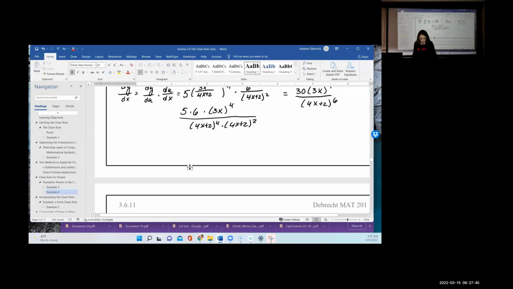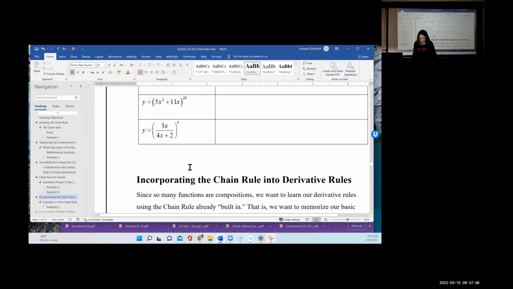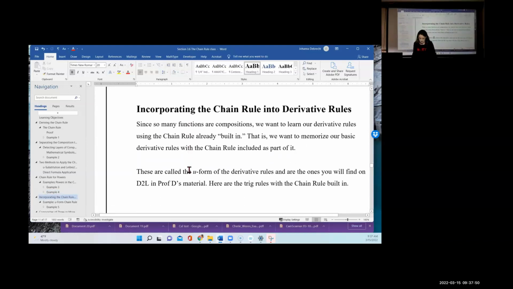So we've already done number 4. We want to talk now about incorporating the chain rule into the derivative rules. This is a better way to memorize the derivative rules. There are, of course, the derivative rules that we've already learned: the derivative of a sum, a difference, a product, a quotient, a constant times a function, the power rule, and the trig derivatives. So we've already learned quite a few.